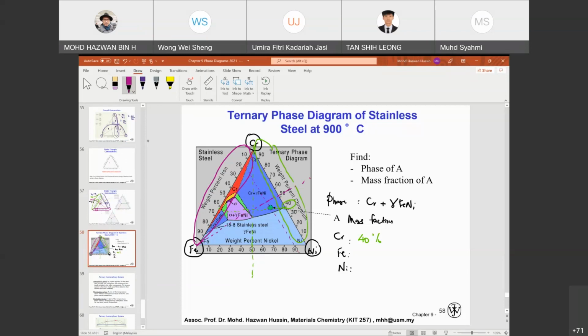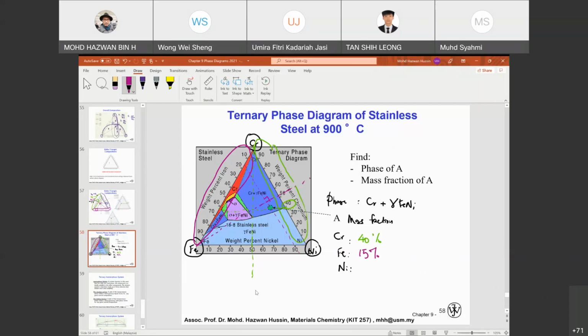Okay. So if you draw this another line over here, you will see that this is around 90 degree angle, and it passes through this line as well. Right? Yep. So maybe around 15, let's say 15%. And how about nickel?